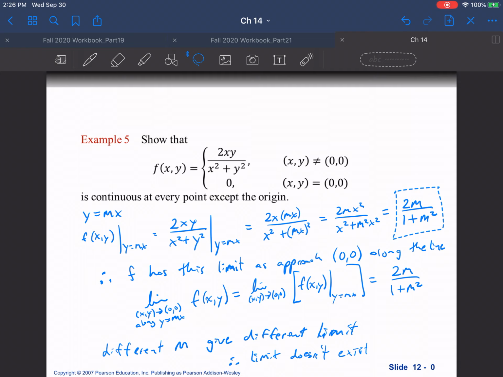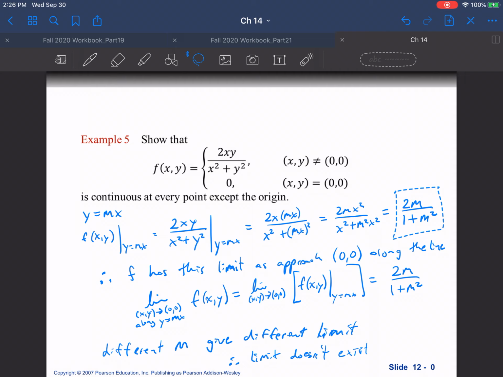As long as we're traveling along a specific line, so we pick a specific slope, say 2, then every value along there is 2. Therefore it's a constant, which also means that that's what our limit has to be. So as we approach 0, 0 along one of those lines, the limit has to equal whatever that constant value is for that line.